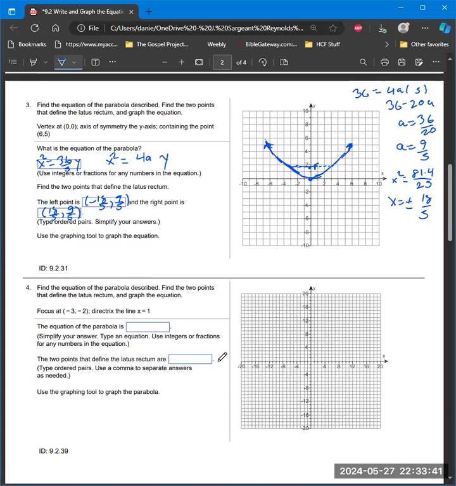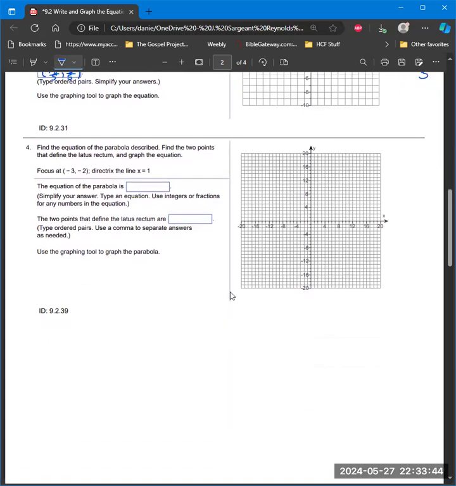And one last problem here. We have a focus that's at (-3, -2), and we have a directrix at the line x equals 1. So the vertex is going to be x equals -1, y equals -2. So at (-1, -2) there is my vertex.